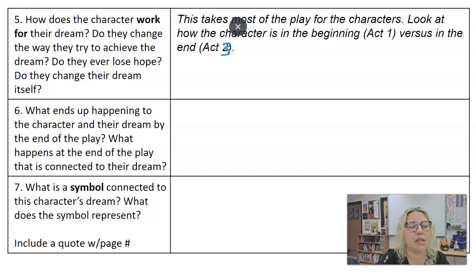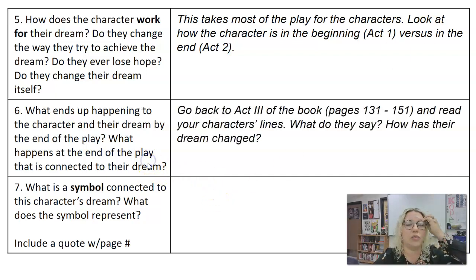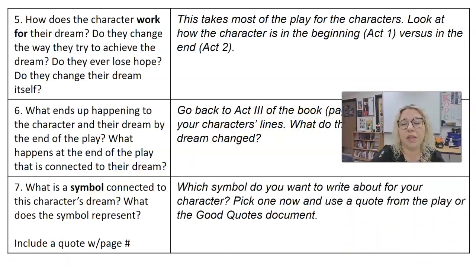What ends up happening to the character in their dream by the end of the play is number 6. What happens at the end of the play that's connected to their dream? So reread Act 3. That is crucial here in order to get to this meaning. Act 3 takes place on pages 131 to 151. You don't have to read every single line, but read your character's lines. What do they say? Look for anything having to do with what they wanted, with their dream, or anything having to do with the symbol that's connected with them.